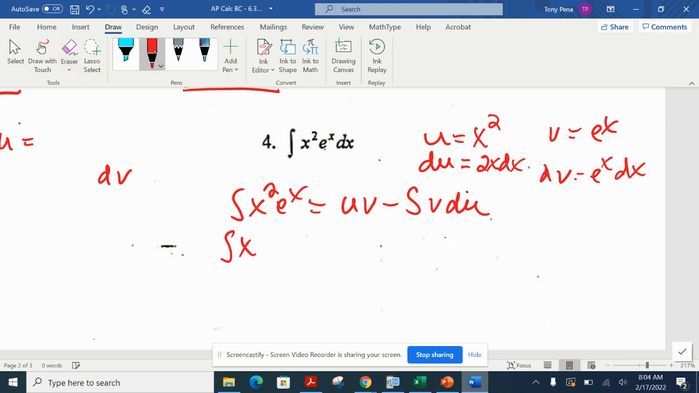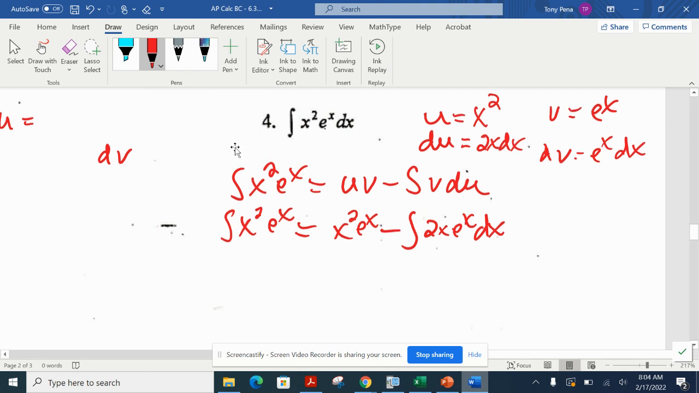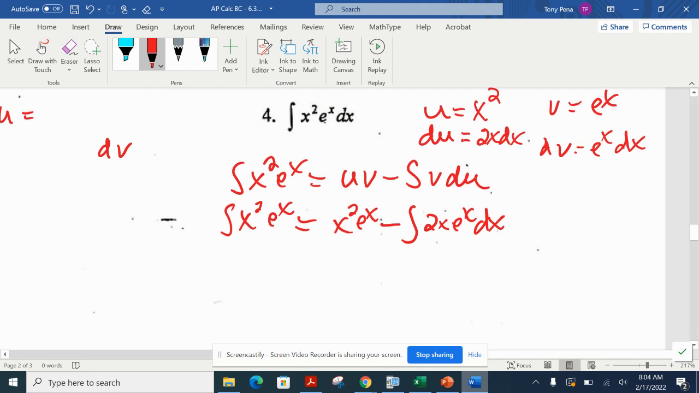From there, we go ahead and plug it in. uv is these guys multiplied together, x squared e to the x. And then minus the integral of v du. v is e to the x, du is 2x. I'm going to write that as 2x e to the x, and then your dx. Our answer now, and it's worked for those first two that we did, numbers 1 and 2, where this guy's ready to go, is just x squared e to the x, and then minus whatever we get for this.